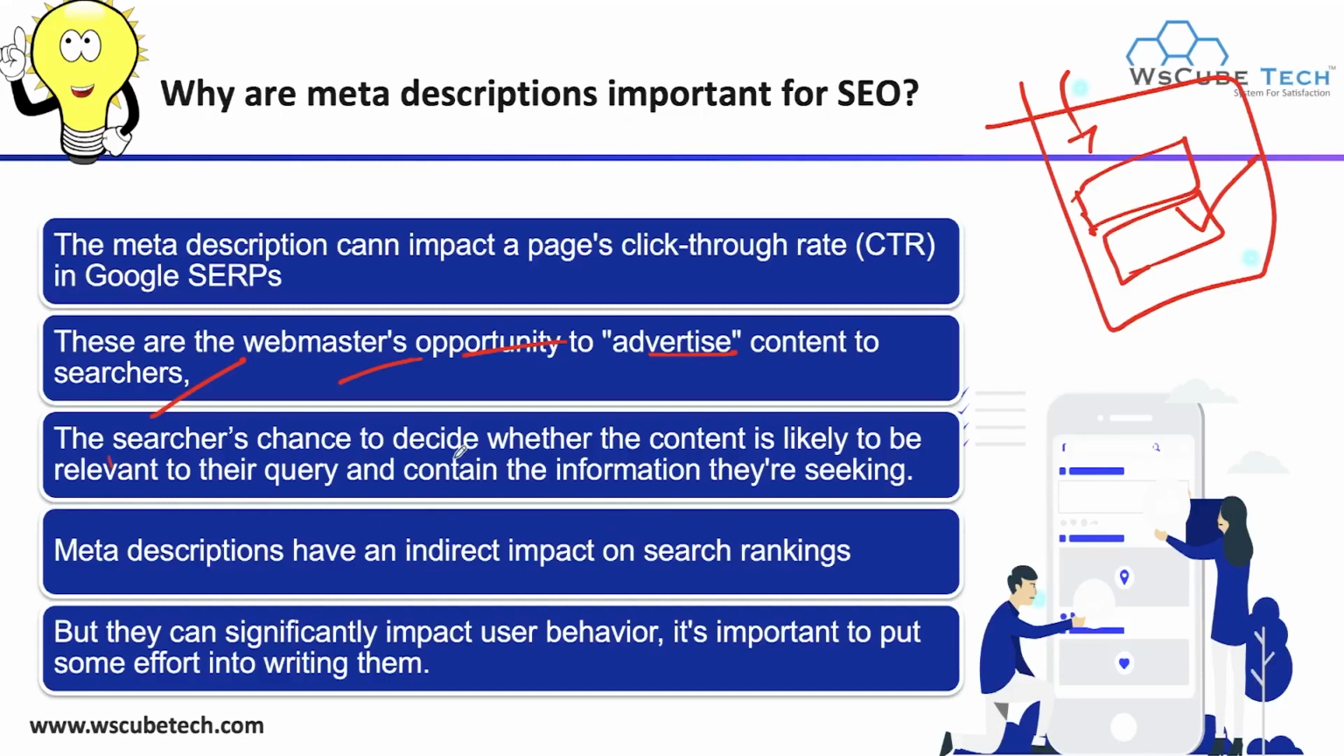So the meta description has an indirect impact on search ranking. It's not a direct impact, but indirectly it is helpful. How is it helpful? Because it significantly impacts users' behavior. So that's why we can consider the meta description one of the important factors of your on-page SEO. So you must optimize your meta description along with your title optimization.